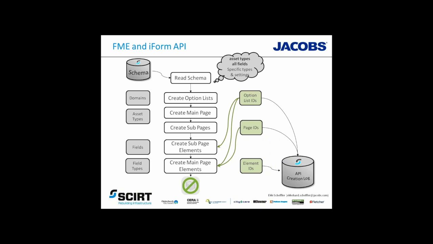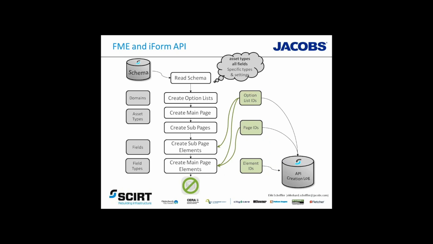FME reads hundreds of different formats. It doesn't really matter where you save it or how you save it. And there's probably no news to those who've created a form through the API already. You've got to create your option lists, and then you create your main page and your sub pages, and then you go about creating your elements on your sub page and creating your elements on your main page. And when you create your option list, it returns the IDs of the option list, of course. And you create your pages, and you get the IDs of your pages back, and that feeds back into creating then the elements for the sub page and the main page.